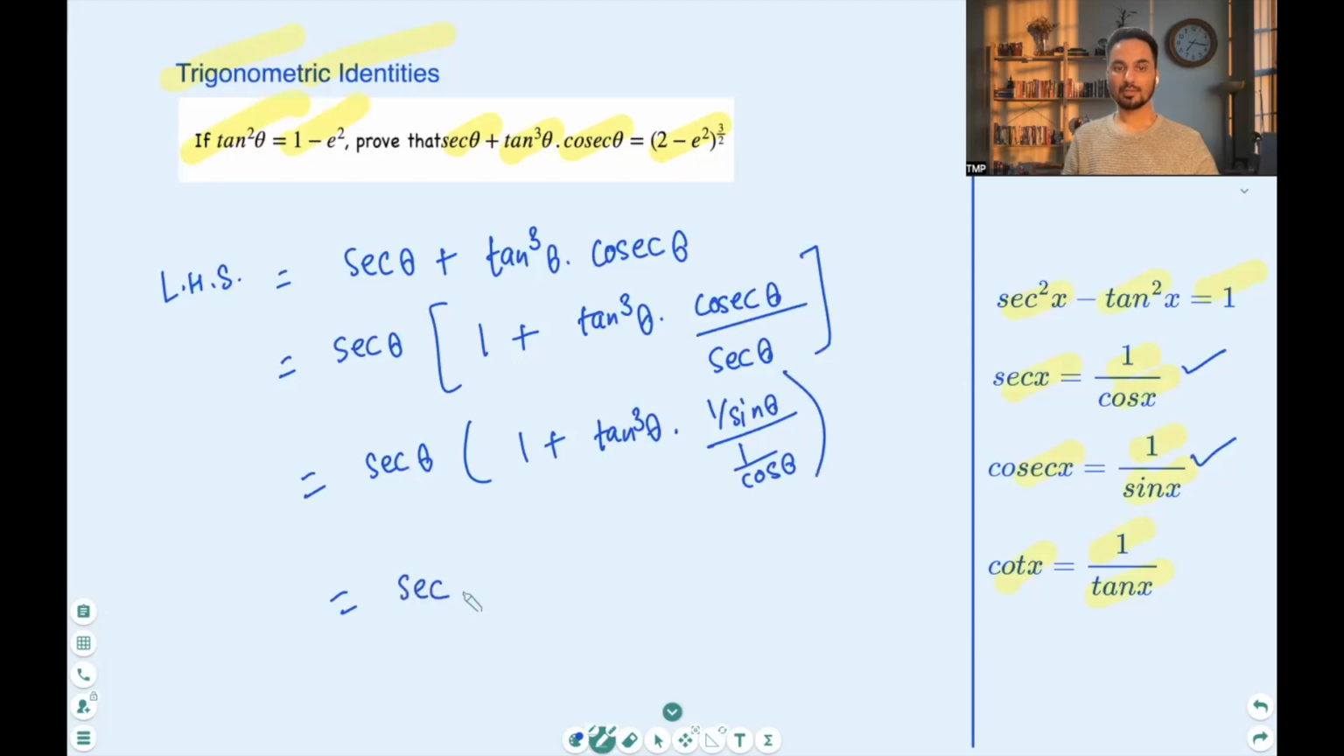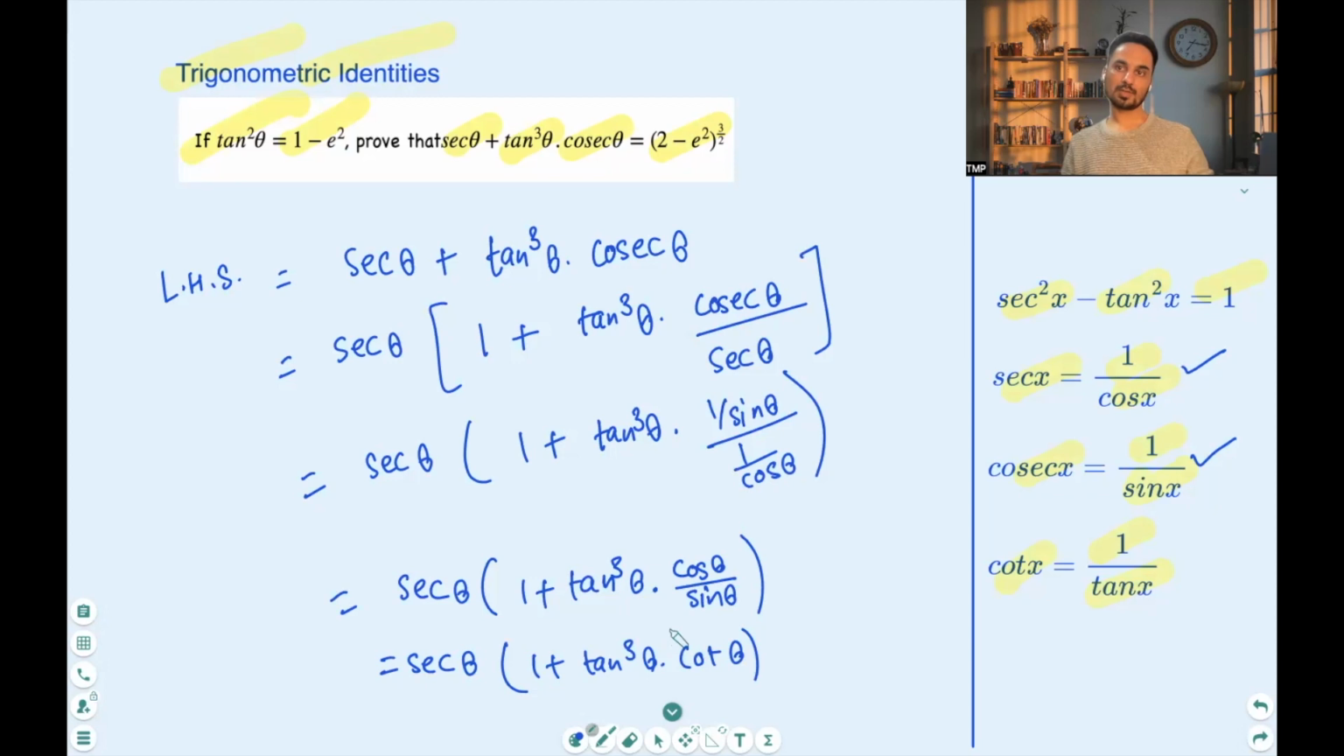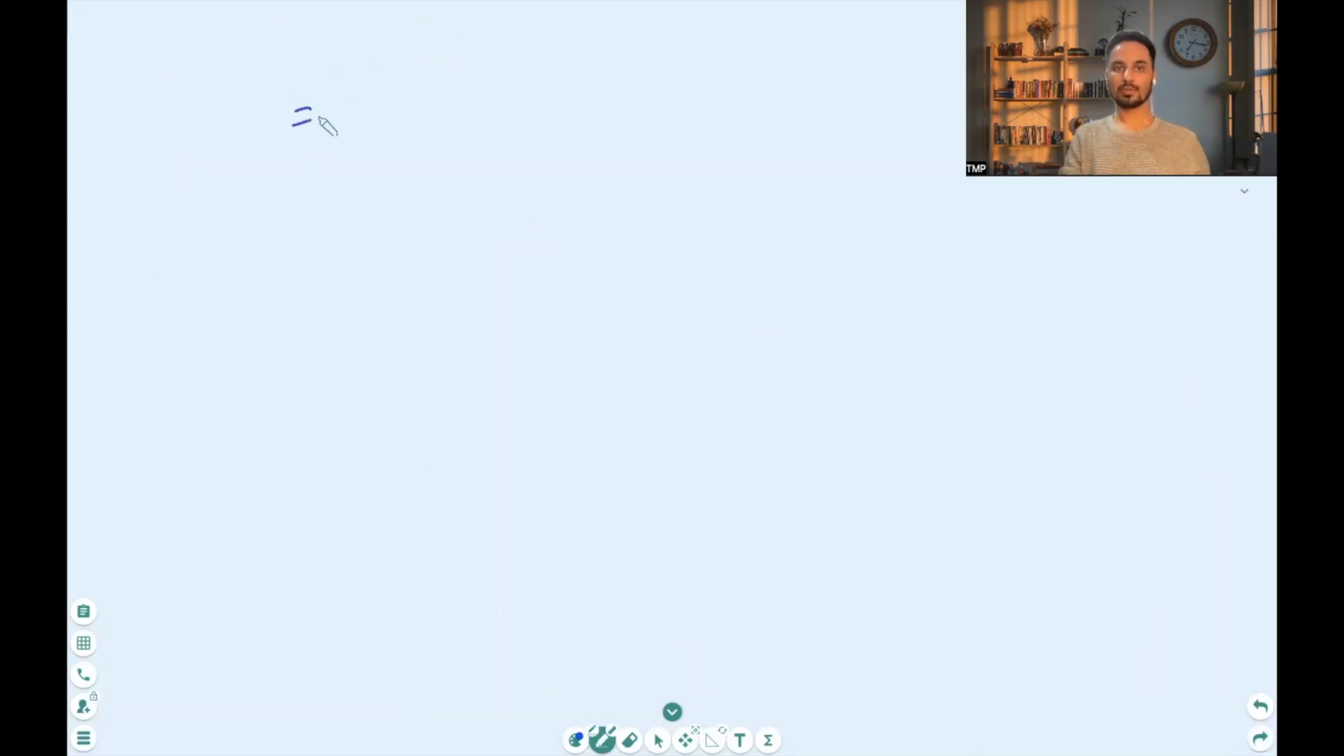Simplifying further, we'll get sec theta times (1 plus tan cubed theta times cos theta over sin theta, which is cot theta). So we have sec theta times (1 plus tan cubed theta times cot theta). And we know that cot theta times tan theta equals 1. So we can cancel out one cot theta and one tan theta. So we will be left with sec theta times (1 plus tan squared theta).